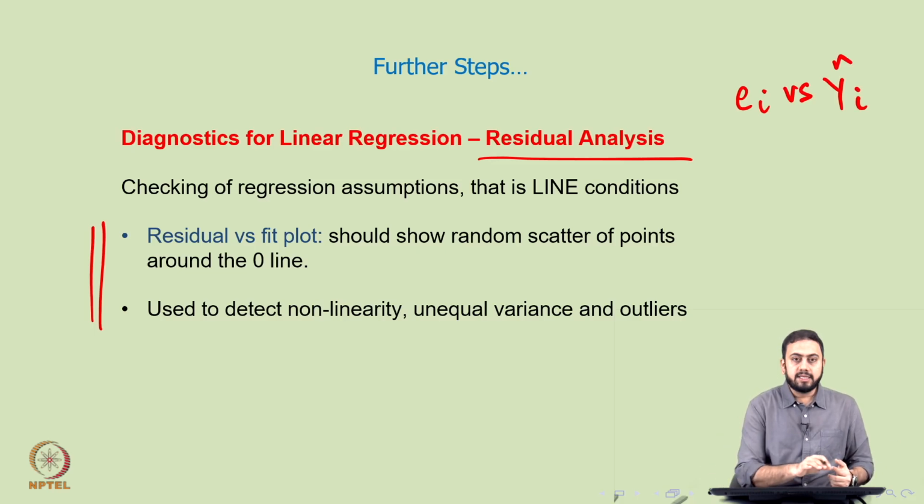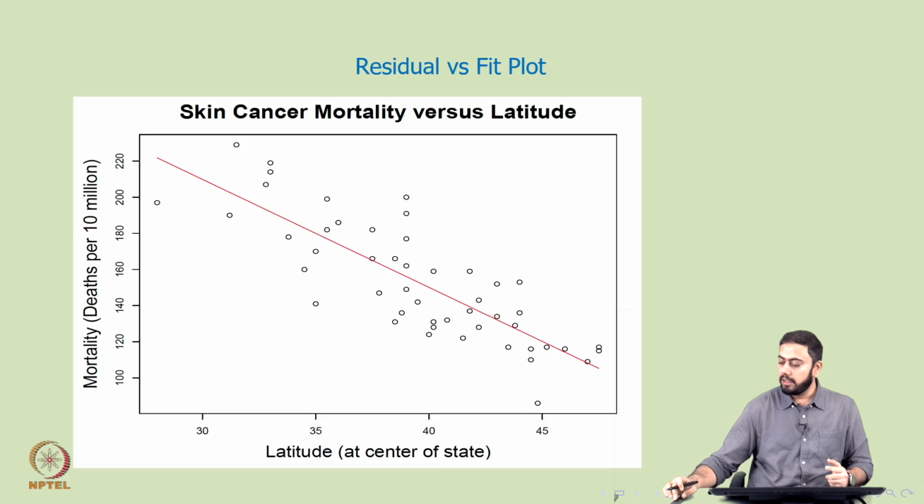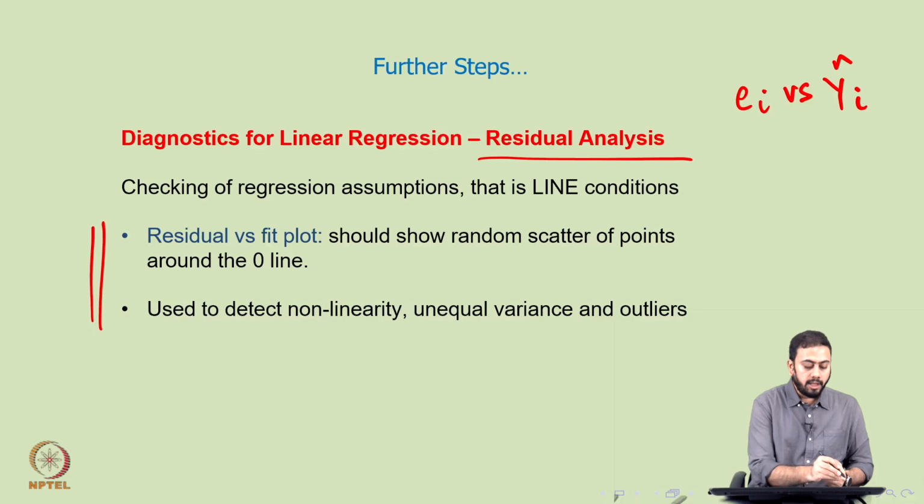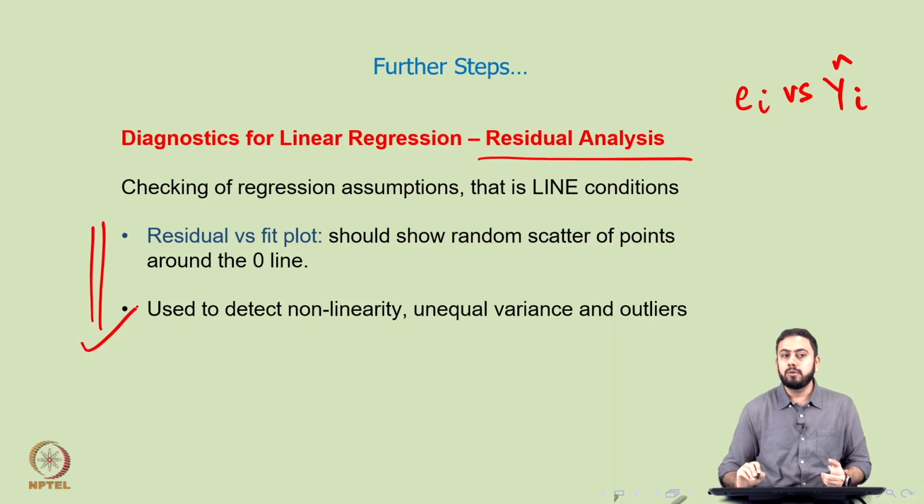Essentially, if you draw this residual versus fit plot, it should show a random scatter of points around the 0 line. We will see an example very soon. This plot is used to detect non-linearity, unequal variance and outliers. Only these problems. So it can tell you a lot about non-linearity and unequal variance. Of course, 2 more problems we are left with: normality and independence.